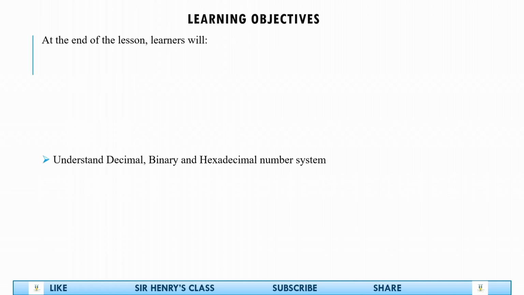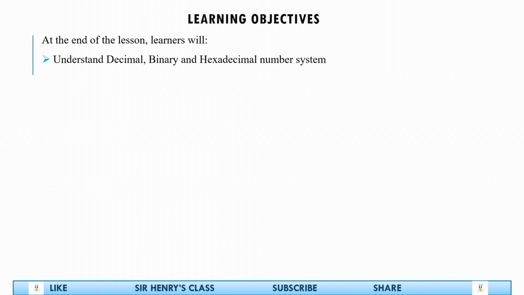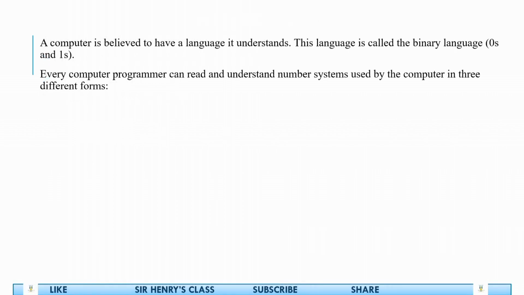So the objectives: by the end of this lesson, you would understand decimal, binary and hexadecimal numeral system. You would also be able to convert decimal numeral into binary numeral, and then convert binary numeral back to decimal numeral.